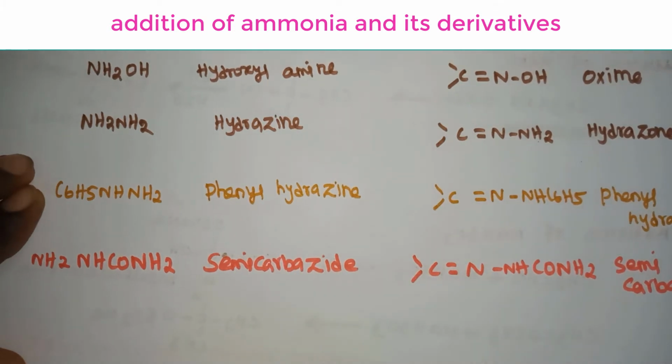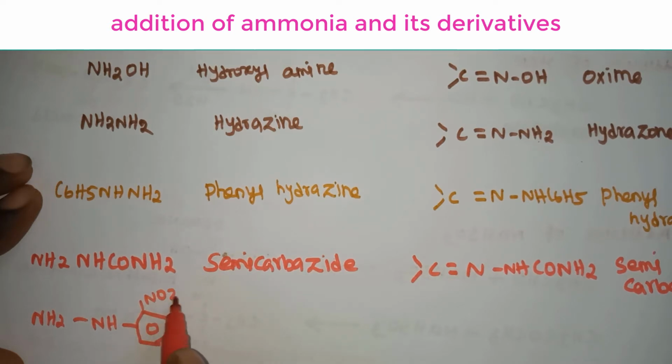Next one is a reaction with DNP, 2,4-dinitrophenylhydrazine. NH2 NH NO2. This is number 1 position, 2, 3, 4. So 2,4.